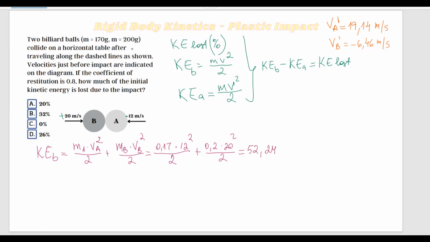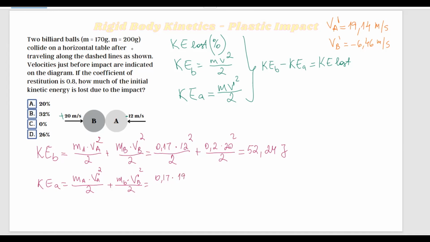And this is going to give you a kinetic energy before impact of 52.24. And the units for kinetic energy is joules. And now let's calculate kinetic energy after the impact. And we're going to use the same formulas. We're going to have MA multiplied by VA prime squared over 2 plus MB multiplied by VB prime squared over 2 equals. Again, 0.17 multiplied by VA prime squared.